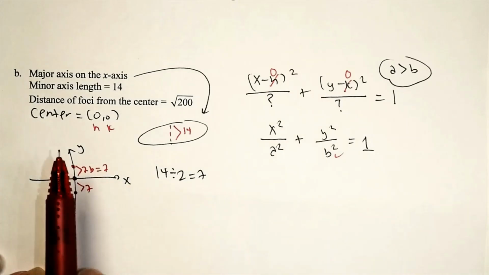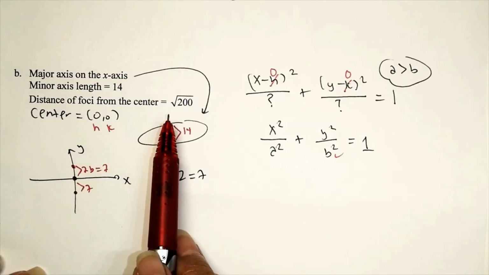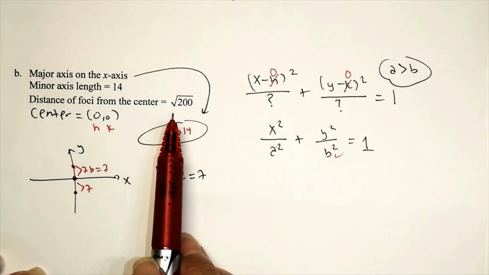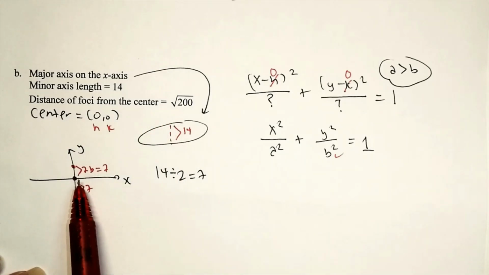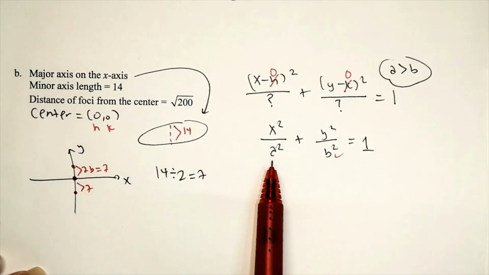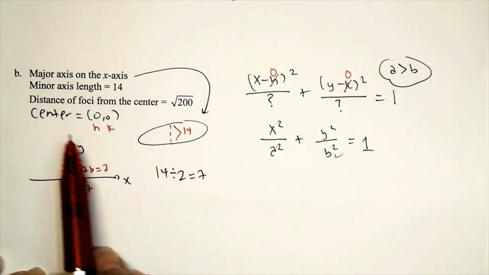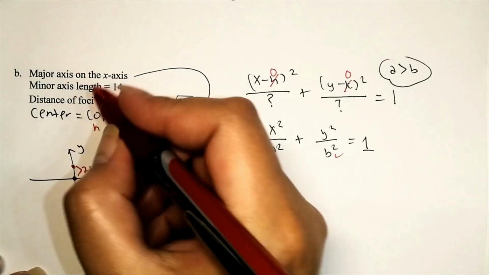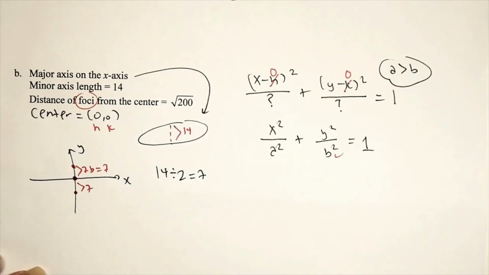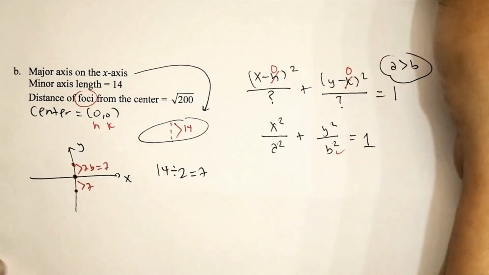Okay. Now, third statement, distance of foci from the center equals square root of 200. How I wish that they told me that the distance from the center to the vertex was whatever it was, because that would give us the value of A. Okay, A represents distance from the center to the vertex, but they don't tell us, so they give us something with foci. The distance of the foci from the center is square root of 200. So let's go ahead and write down the facts.